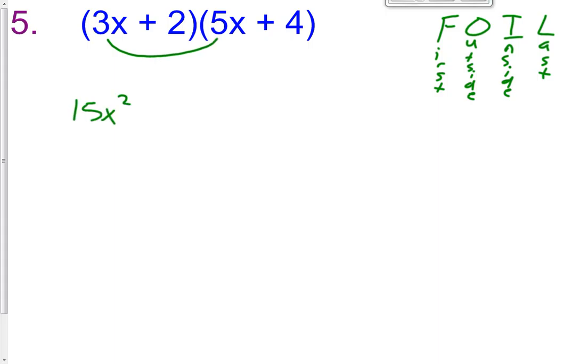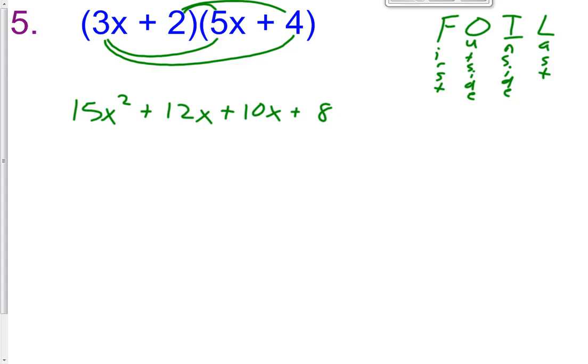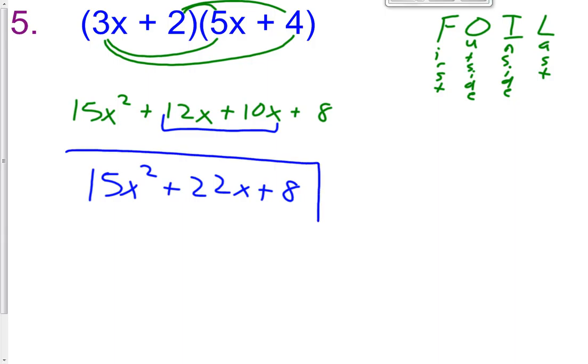Then you're going to multiply the outside terms. So 3x is on the outside and 4 is on the outside to get 12x. Then you're going to multiply the inside. 2 times 5 is 10x. And then you're going to multiply the last, 2 times 4, which is 8. Once you get to this point, make sure you always combine like terms. And these two in the middle can be combined. So we get 15x squared plus 22x plus 8. So whenever you have a binomial times a binomial, your strategy is going to be foiling.